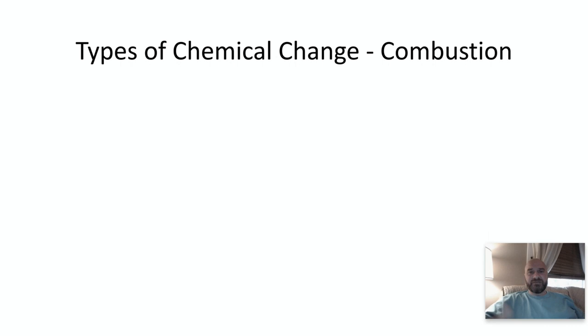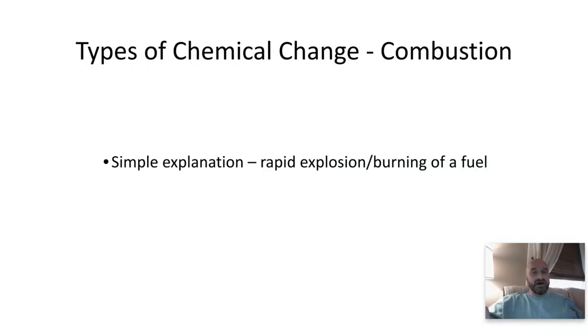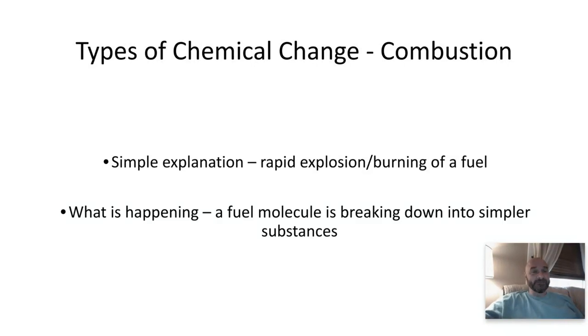So, let me walk you through a couple of examples. The book is going to talk about types of chemical change. So, I wanted to take a few minutes to go through them. The first one that the book is going to cover is something called combustion. To give the simple explanation, it is a rapid explosion or burning of a fuel. Now, if I have a candle and I light it and it's just sitting there with a little flame, that's not combustion, that's burning. Combustion is a very rapid explosion or burning of a fuel. So, when a container of gasoline just explodes, that is a rapid explosion or burning of a fuel.